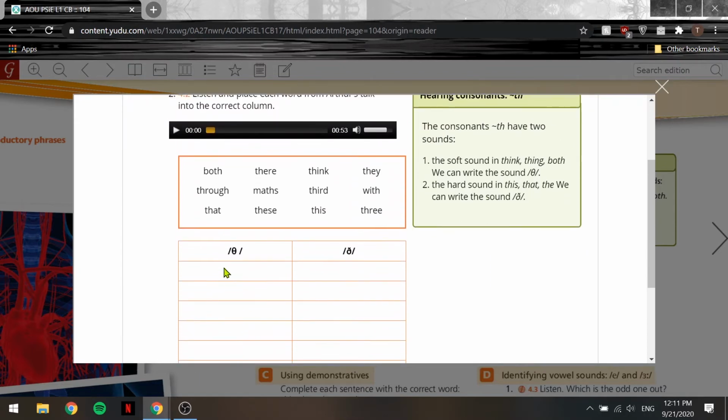Okay, so this one is for, I'm just going to refer to it as the snake sound. So the snake sounding th, and this one is for the hard sound. Okay, so think and the. So here we go.